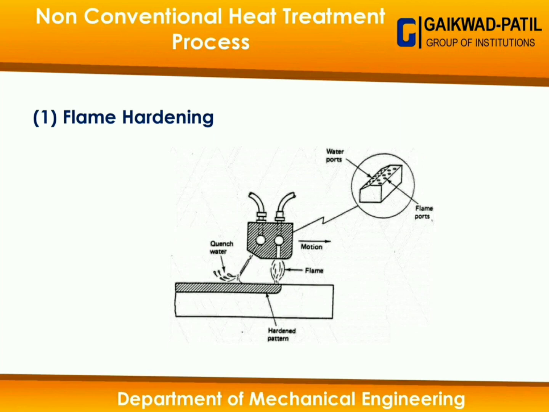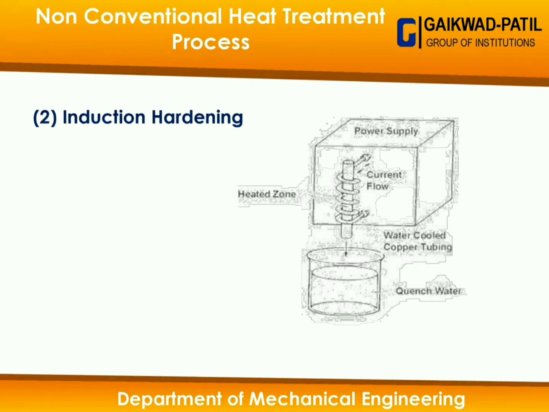Now, the next heat treatment cycle is the induction hardening heat treatment cycle. In this heat treatment cycle, a coil with a high frequency electric power supply is used to harden the metal. Here we can see in the diagram the coil in which a job is fixed, and this job is heated up with the help of high frequency electric current.